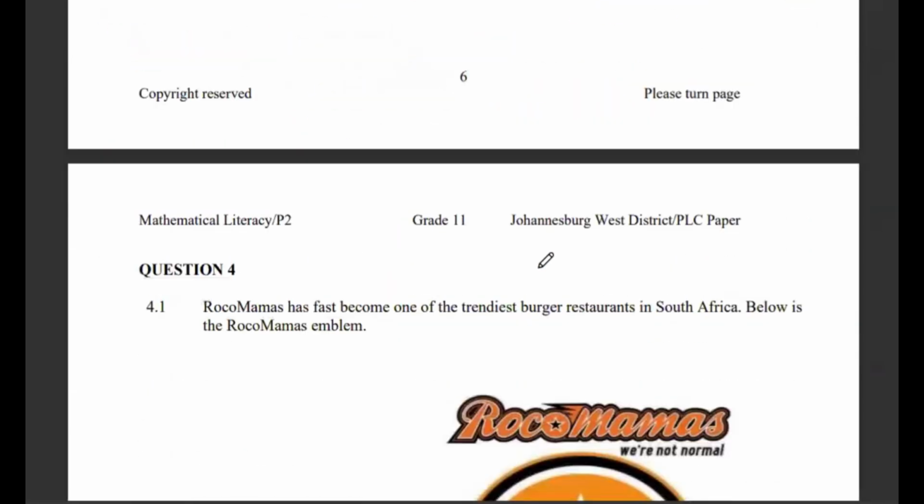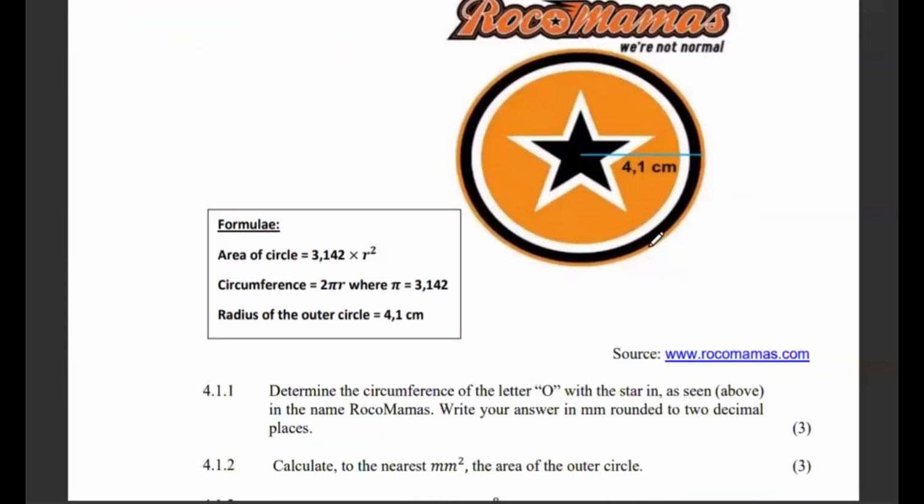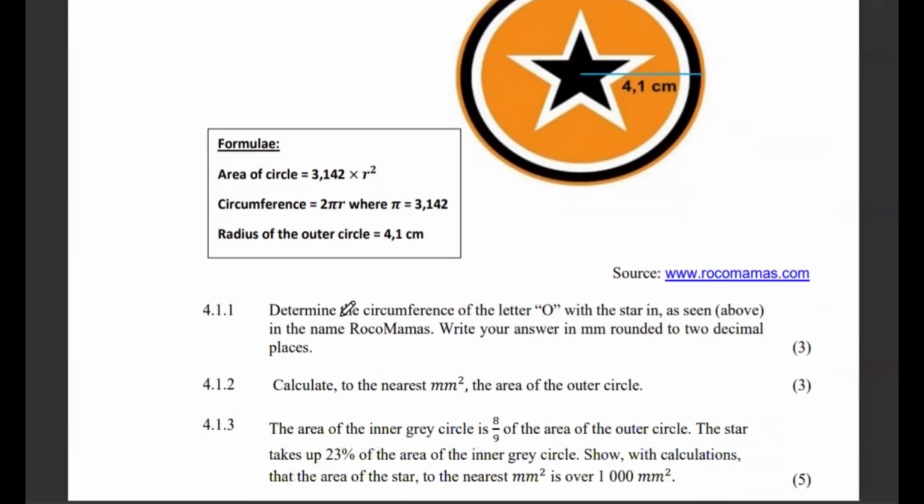All right, look at question number 4. Roma Mama has fast become one of the trendiest burger restaurants in South Africa. Below is the Roma logo emblem, and it's in the form of a circle. Okay, we come to this formula. Determine the circumference of the O with the star in the set above. So for the circumference, we look for the formula that we need to use. They have told us it's 2 times 3.142 times the radius, and the radius is 4.1.